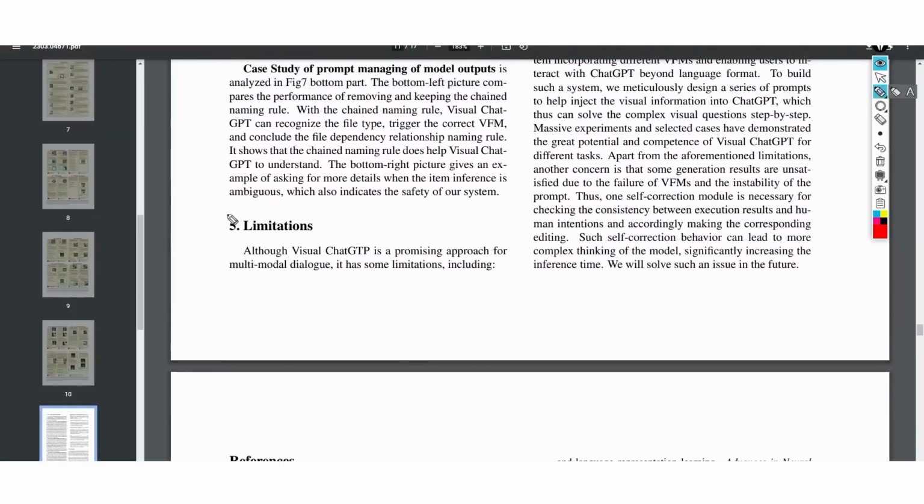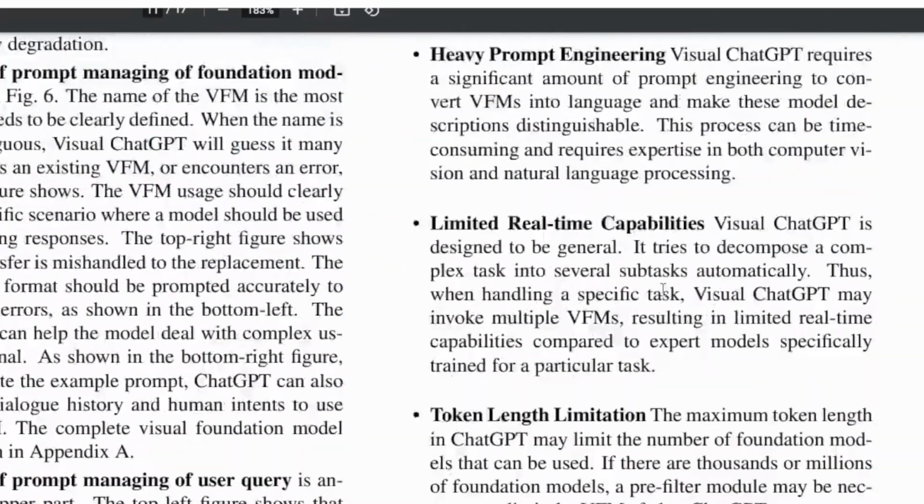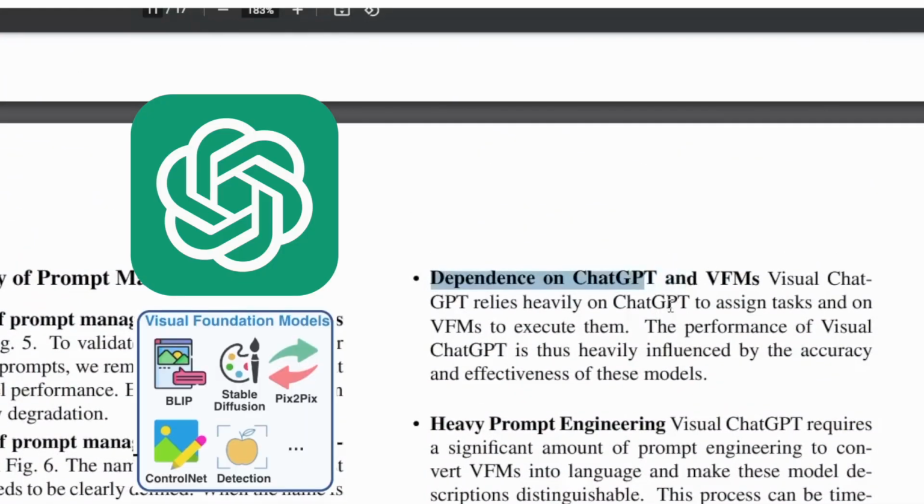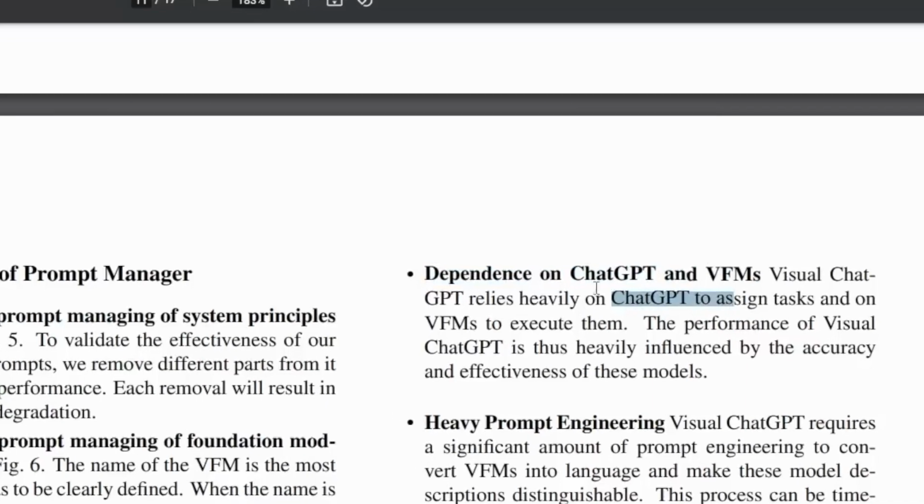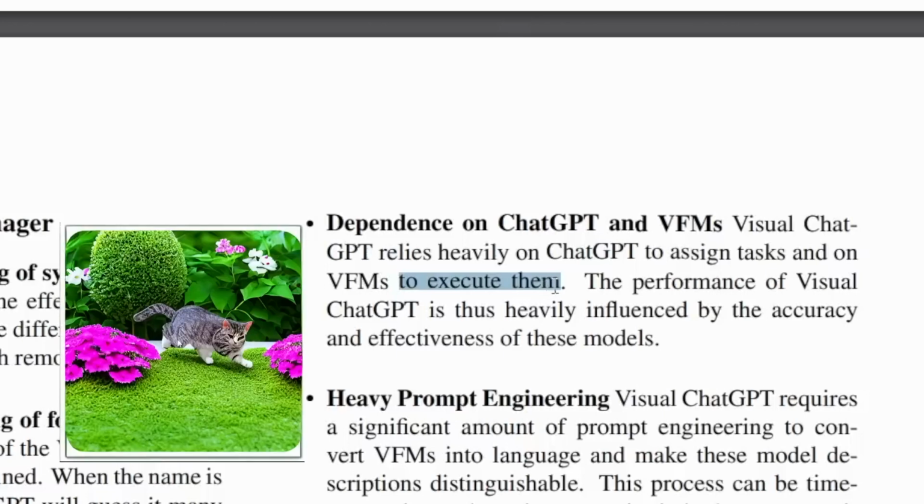The paper delves into the limitations of a technique known as Visual ChatGPT in the realm of multimodal dialogue. It sheds light on several drawbacks that should be considered when employing this approach. One of the key challenges lies in the heavy reliance on ChatGPT and visual feature modules, VFMs. The accuracy of the output heavily hinges on ChatGPT's ability to accurately identify and assign tasks to VFMs. Inaccuracies in this process can have a detrimental effect on the quality of the output.